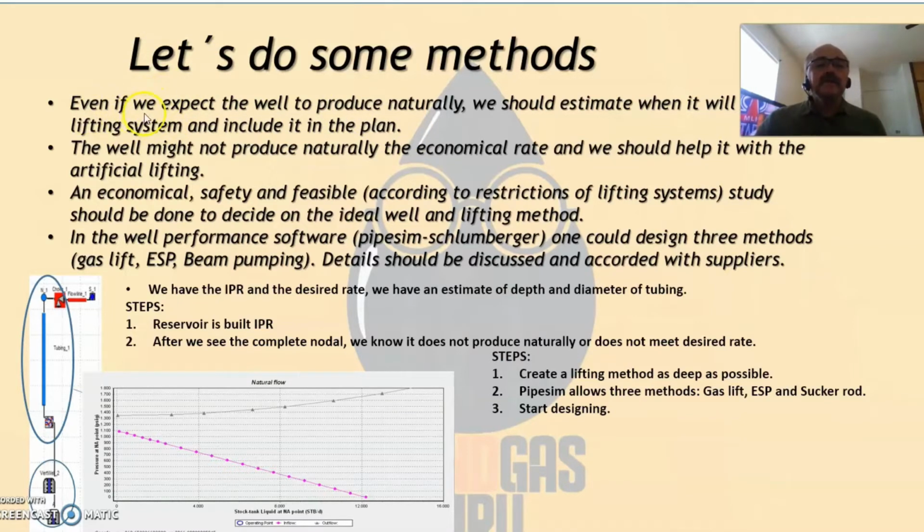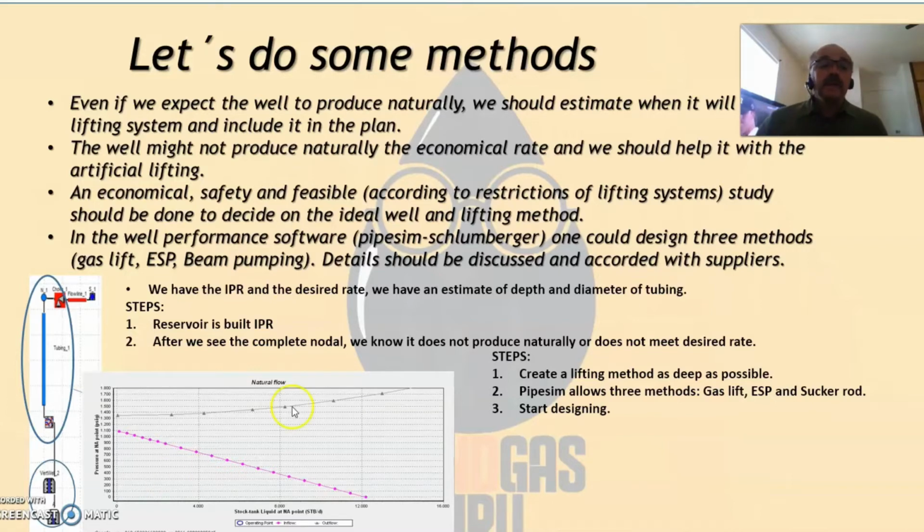Some hints also: even if we expect the well to produce naturally, we should estimate when it will die, and so we should include in the plan, we should install it, right? Also, if the rate that the well produces naturally is not enough for the economics, we have to install a lifting system, okay? In this particular case, PipeSim from Schlumberger allows you to design 3 different lifting systems: gas lift, ESP, and beam pumping, sucker rod pumping.